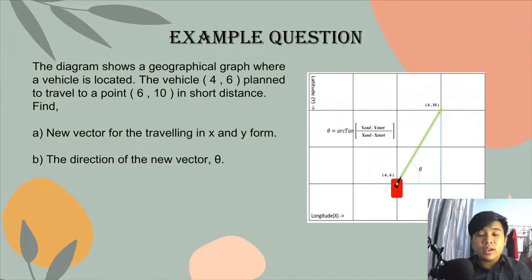Now we move to the example of the question. The diagram shows a geographical graph where a vehicle is located. The vehicle at 4,6 plans to travel to a point 6,10 in the shortest distance. Find A, the new vector for the travel in xy form, and B, the direction of the new vector in theta.